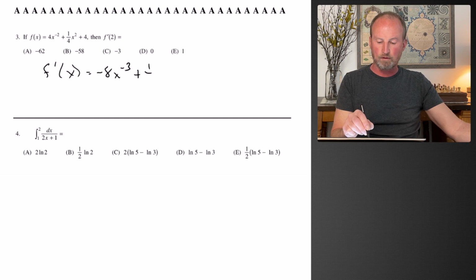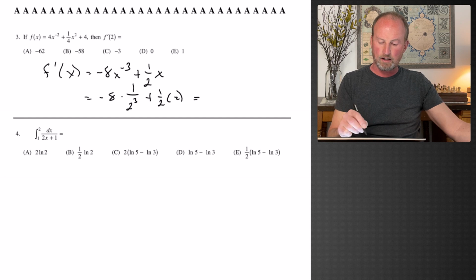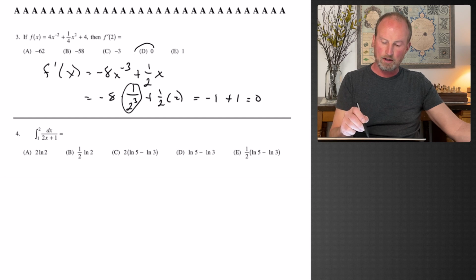Multiply the 2 times the 1/4, and I get a 1/2. Again, decrease the exponent by 1. Derivative of a constant is 0. Plug in the 2. Remember what a negative exponent means. It means 1 over the expression without the negative sign. Plug in the 2. This is negative 8 times 1 over 8, which is a negative 1, and 1/2 times 2 is a positive 1. Answer is 0. Letter D.